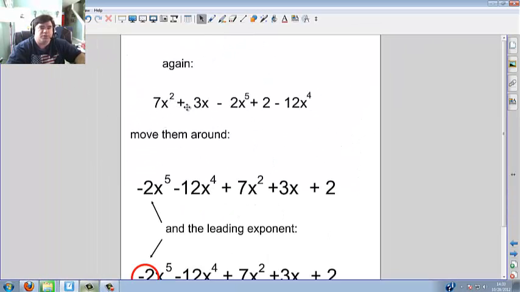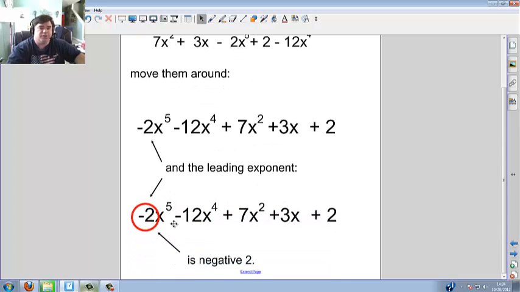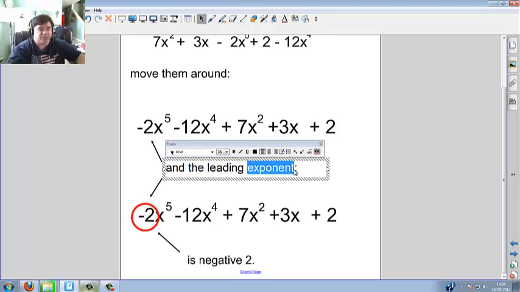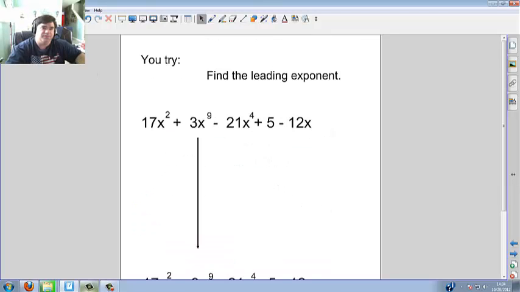Again, 7x squared plus 3x minus 2x to the 5th plus 2 minus 12x to the 4th. I'll save you all the time and just put it in order for you, from biggest to smallest. So this is the leading exponent, and negative 2 is in front, thus the leading coefficient. So the leading coefficient, like that, is negative 2.